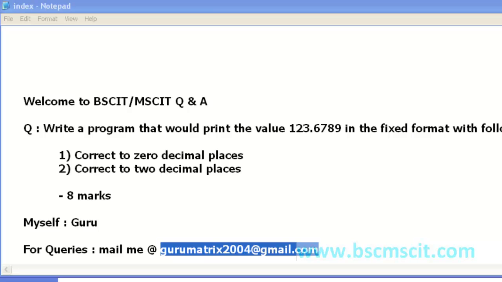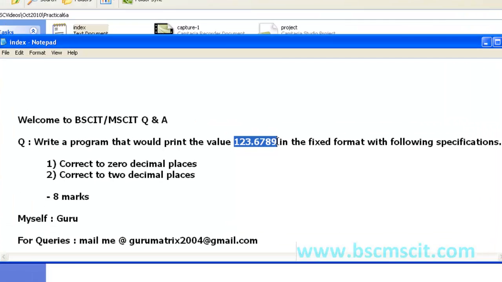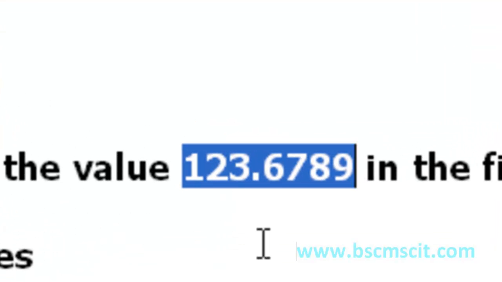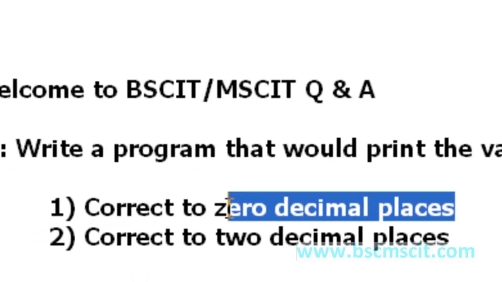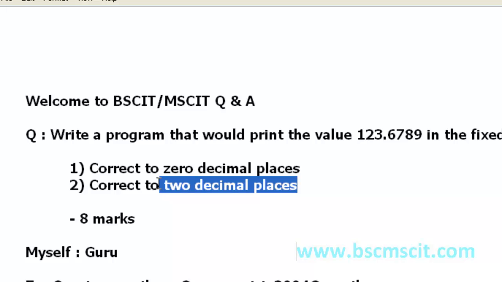So I will be doing this practical by using the Visual Studio 2010 console application. But before I start the actual coding, let me tell you how to format this input number, 123.6789, because we need to correct up to 0 decimal places and up to 2 decimal places. So how to do that?